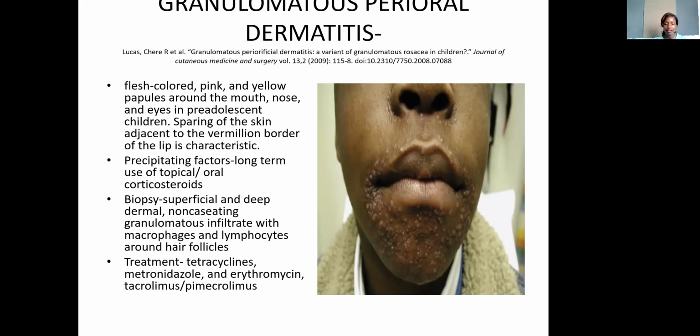If you're not sure and a biopsy is done, what you would find are superficial and deep dermal non-caseating granulomatous infiltrate, which is centered mainly around the hair follicles. The treatment for this condition would be your oral tetracyclines, for the anti-inflammatory properties. If it's in an age group where you cannot use the tetracyclines, then you can opt to use your erythromycin. And topically, you may use your calcineurin inhibitors.